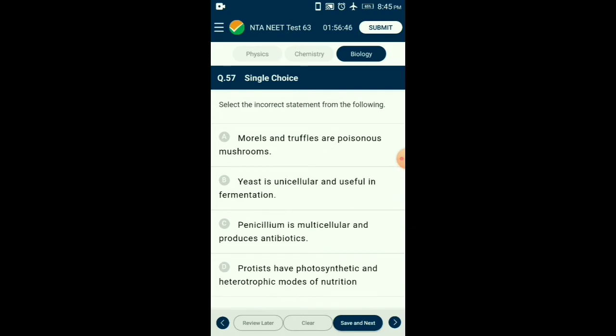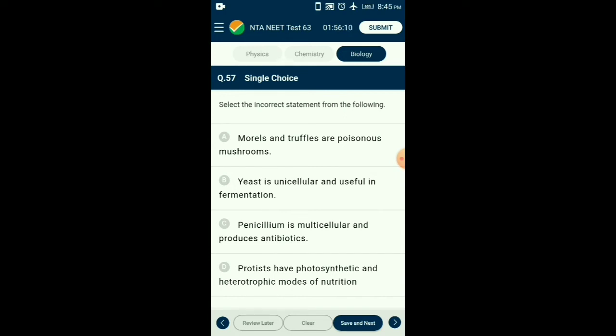Question number 57. Select the incorrect statement from the following. Morels and truffles are ascomycetes fungi with edible ascocarp, which is generally subterranean. Yeast is a unicellular fungus commonly used in fermentation to produce alcoholic beverages. Penicillium is a multicellular ascomycete fungus from which the first antibiotic, penicillin, was isolated. Protista includes all unicellular eukaryotic organisms.